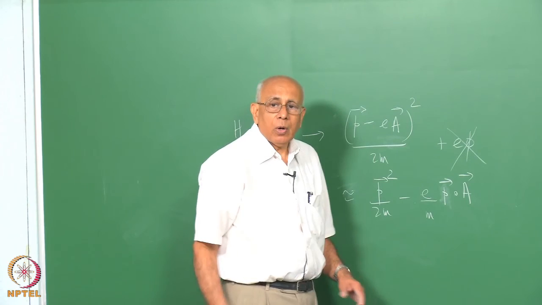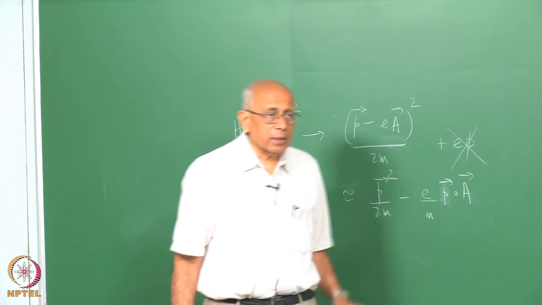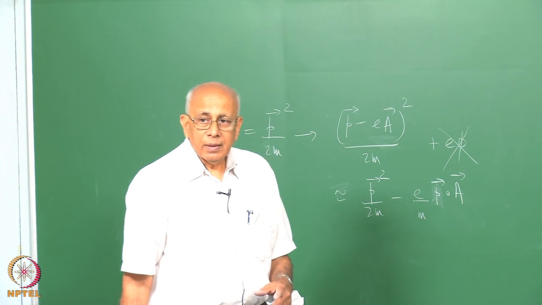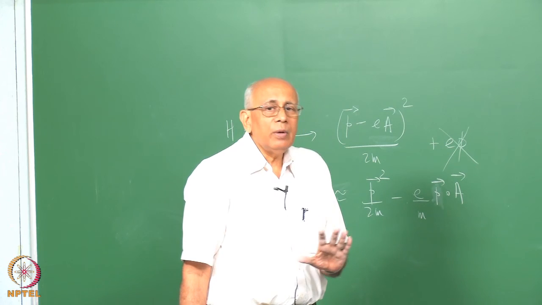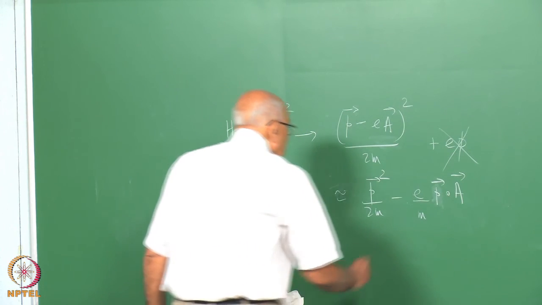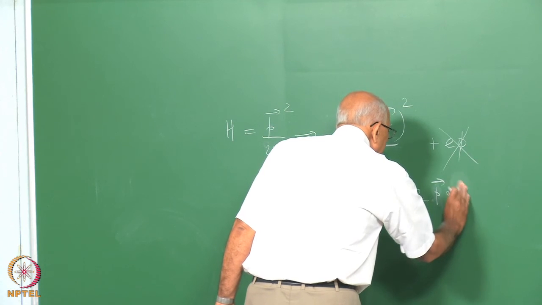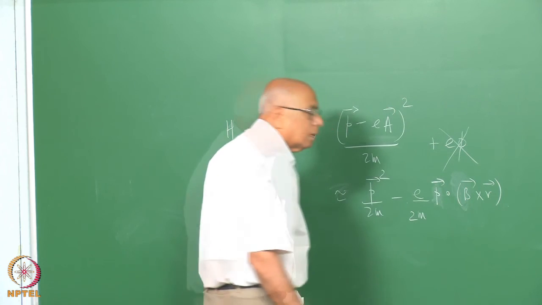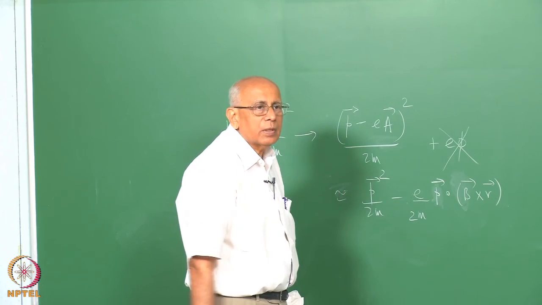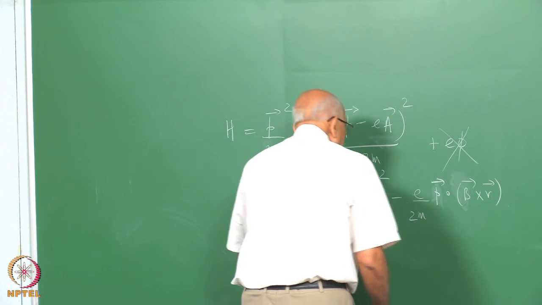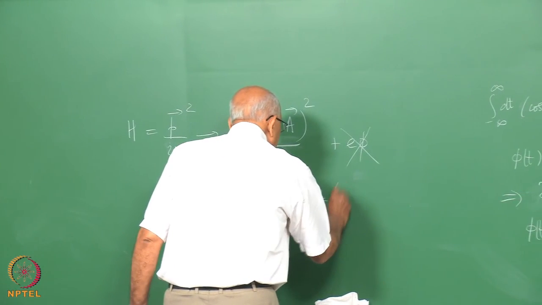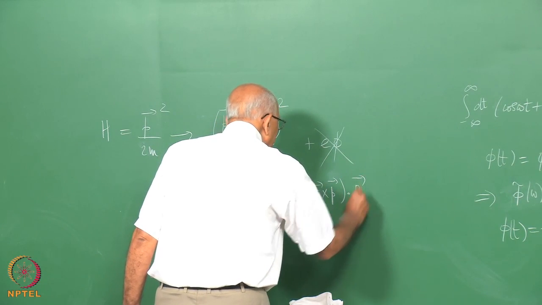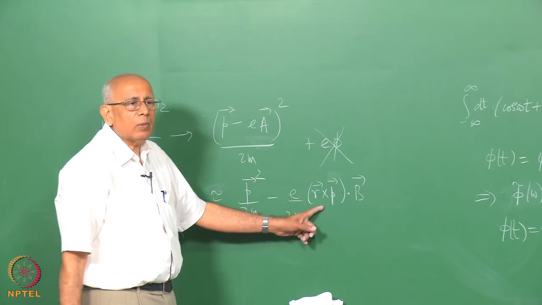Classically. But if you have a constant magnetic field, you can write a simple representation in the Coulomb gauge for the magnetic field. It is half B cross R. The fact that B changes with time does not affect this. It has got to be a uniform magnetic field. So this thing becomes, and of course by the cyclic property of this triple product, you can write this as B dot R cross P, or you can write it as R cross P dot B, but that is the angular momentum.